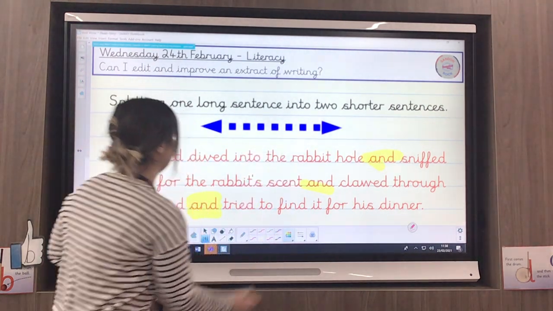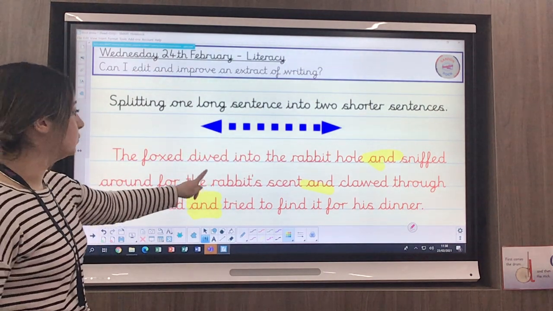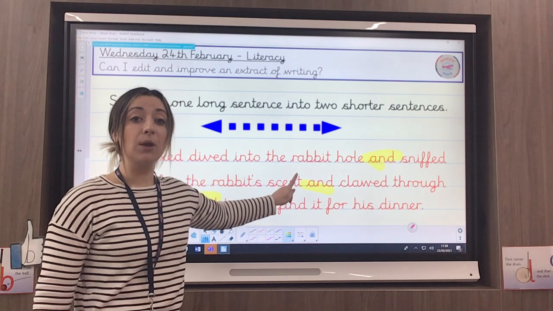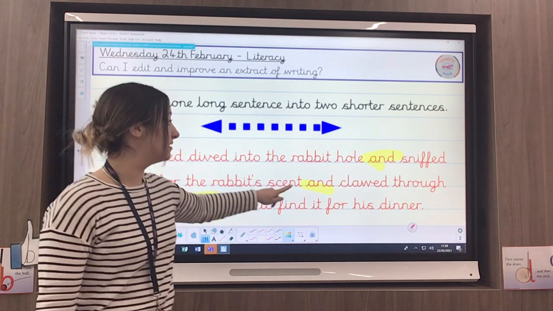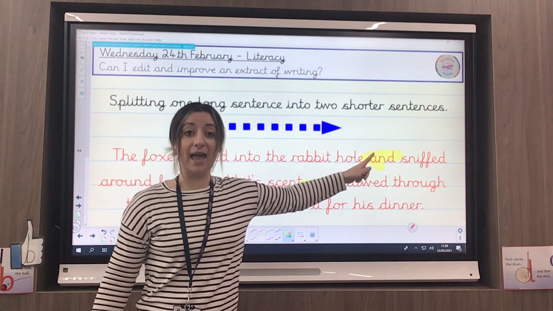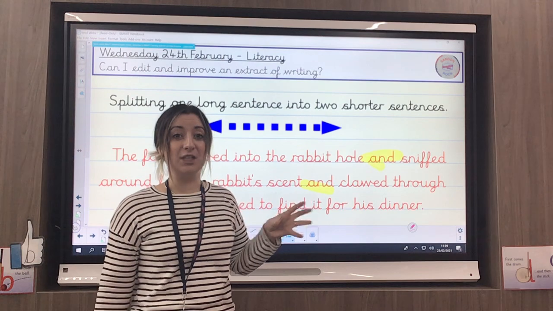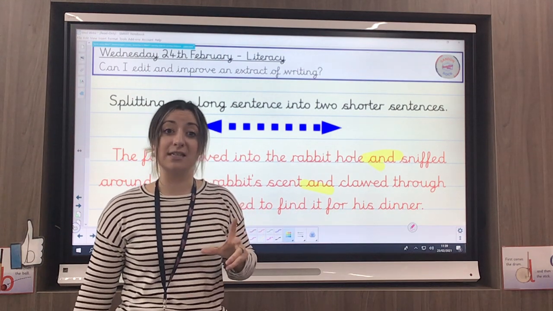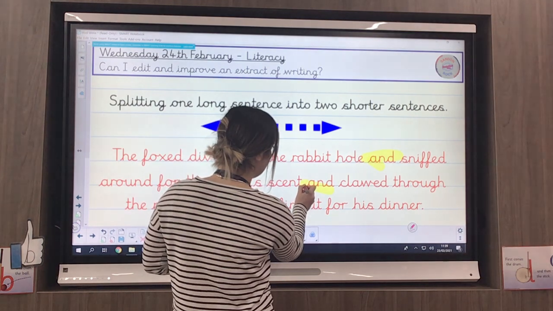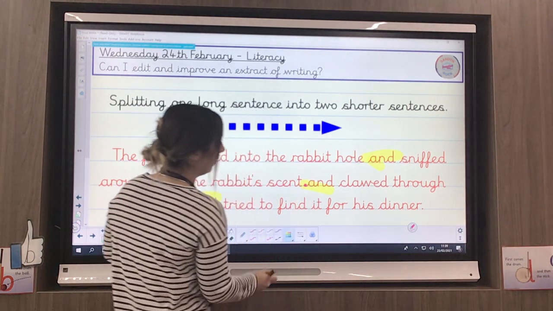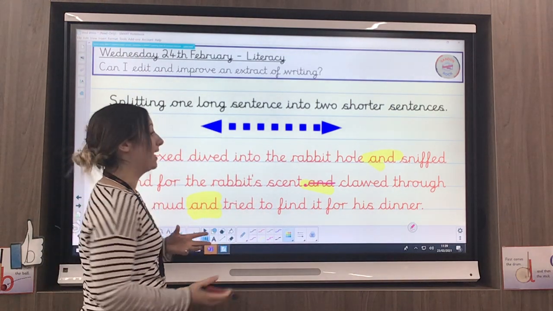Okay. The fox dived into the rabbit hole and sniffed around for the rabbit's scent. I'm going to stop here because this is where I've put my second and. The first one was okay, but when you come on to use an and more than once, that means you maybe need to stop and think, do I need to split this sentence? So I'm going to put a full stop here. Okay, I'm going to take away that and, because I'm going to be repeating myself.